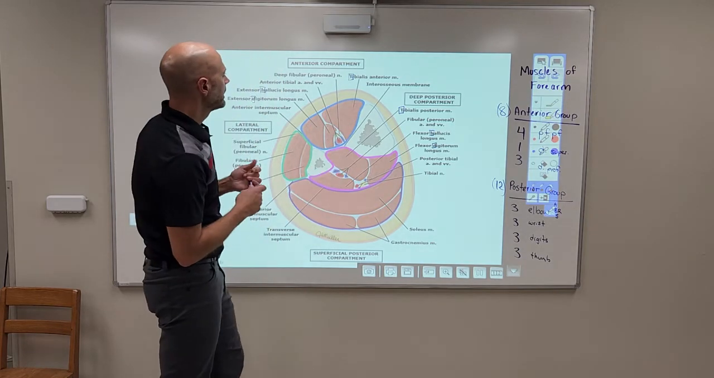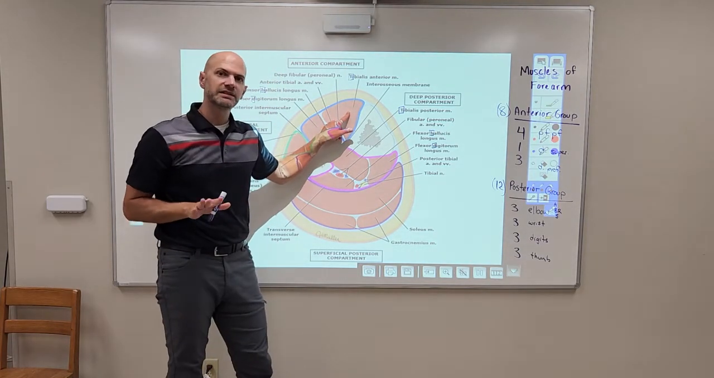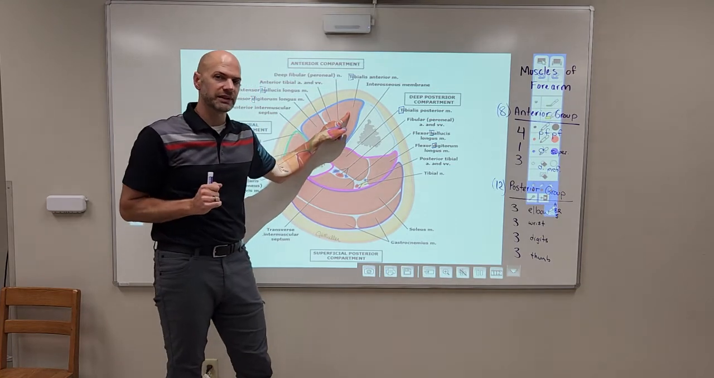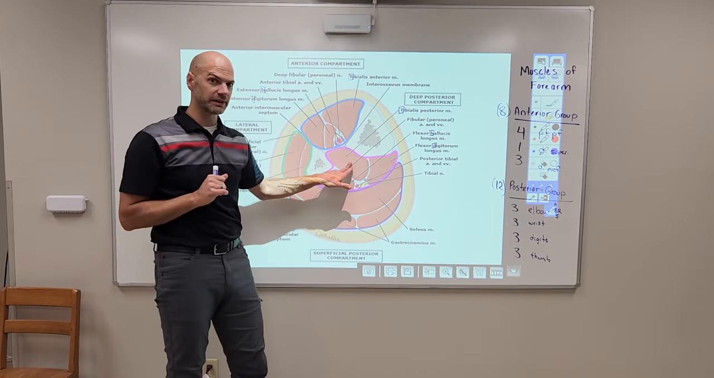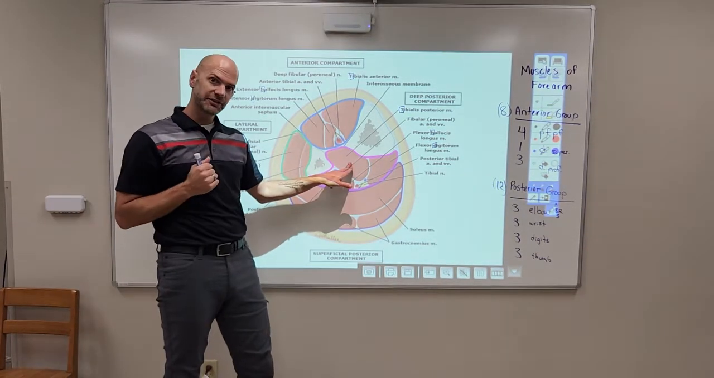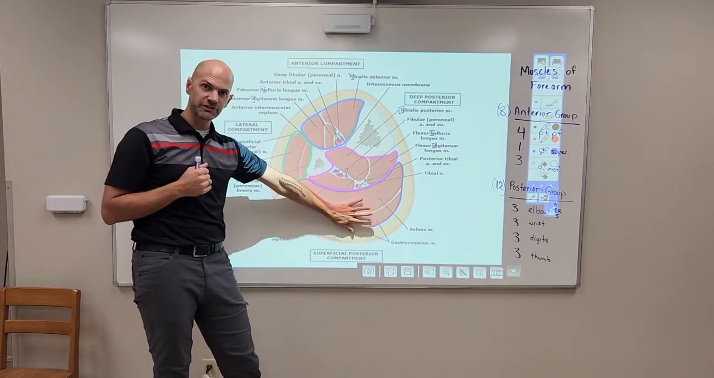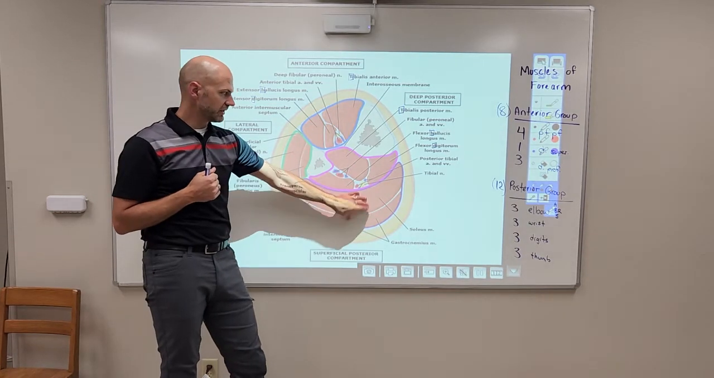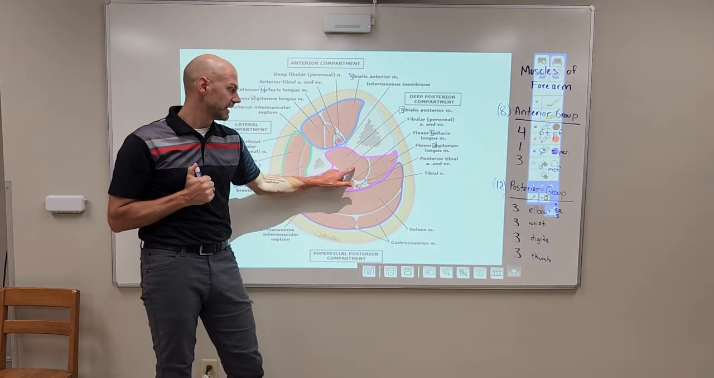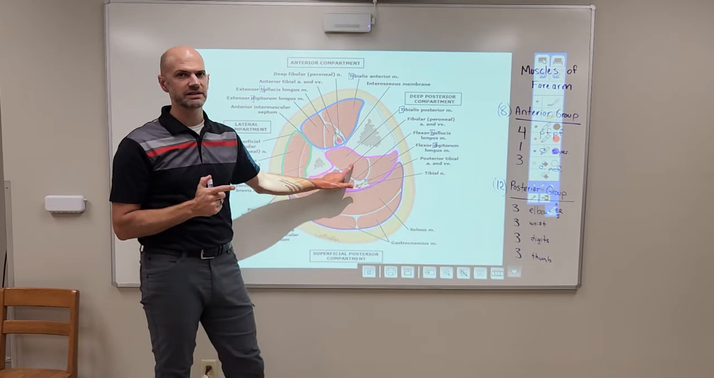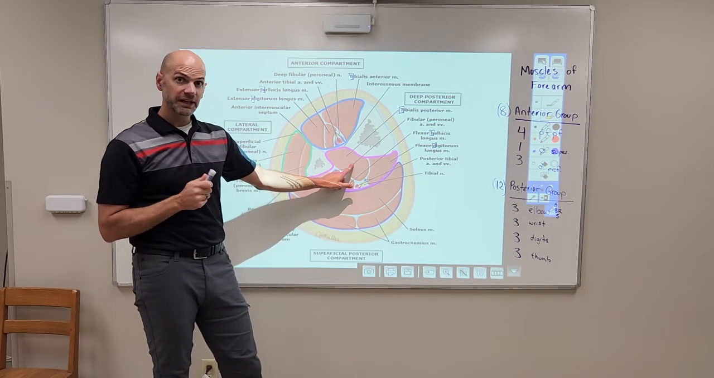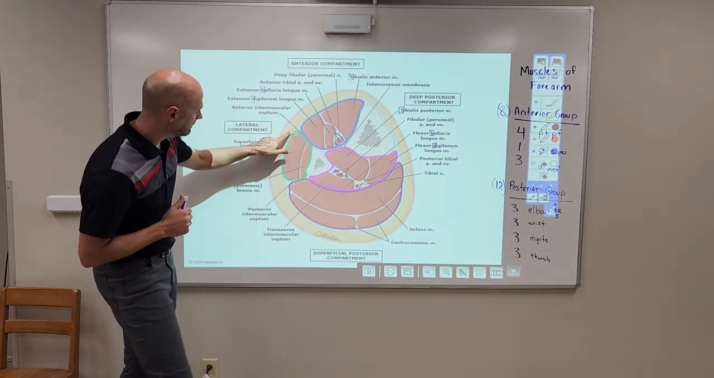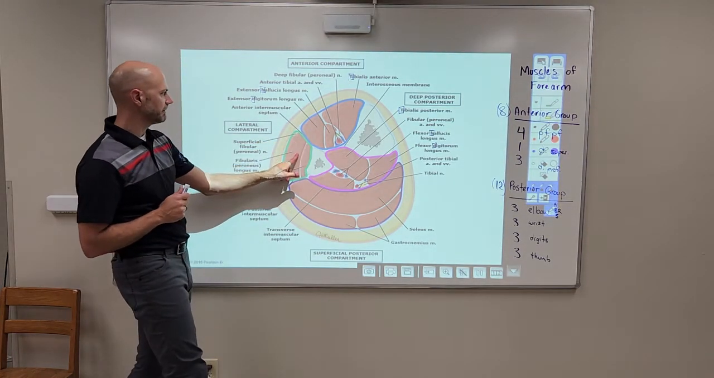So tibialis anterior participates in inversion of the foot, as well as dorsiflexion. Tibialis posterior participates in plantar flexion. The main plantar flexors are the gastrocs and the soleus, but because it's posteriorly located, it also participates in plantar flexion. All right, the last compartment here is the lateral compartment.